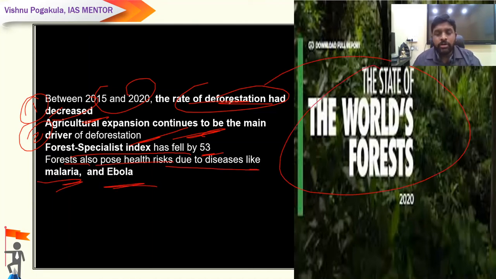This is very important to remember from the prelims point of view. In prelims, they will give statements: which of the following statements is correct? Such type of questions. Agriculture is responsible for deforestation, yes. Deforestation rate decreased, yes. But generally we might think it is industrialization, not agriculture. But agriculture expansion is responsible for the deforestation.